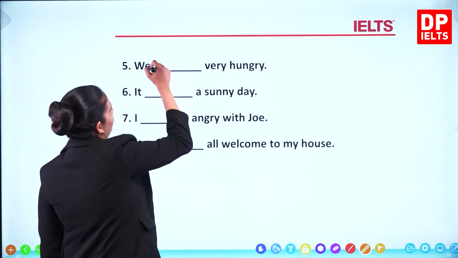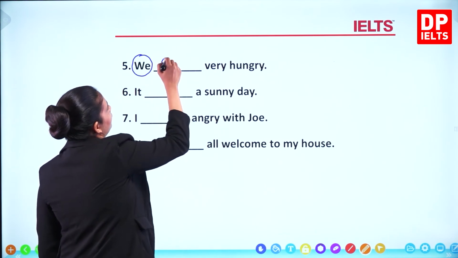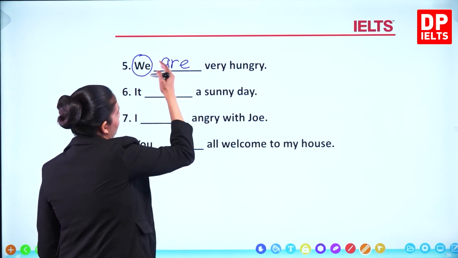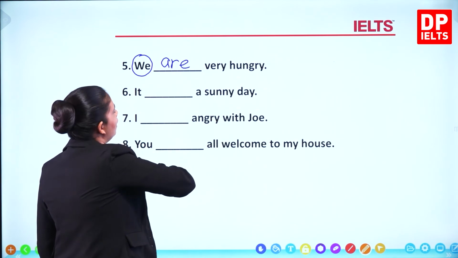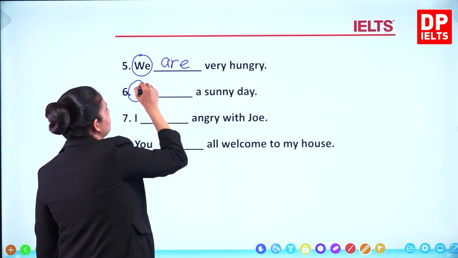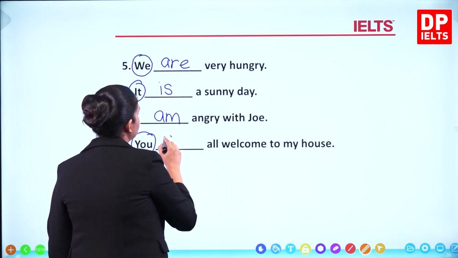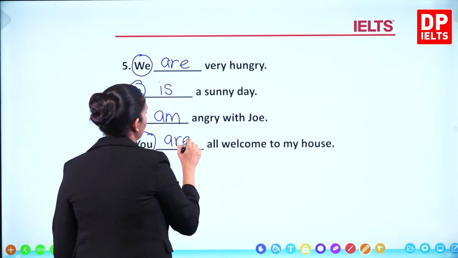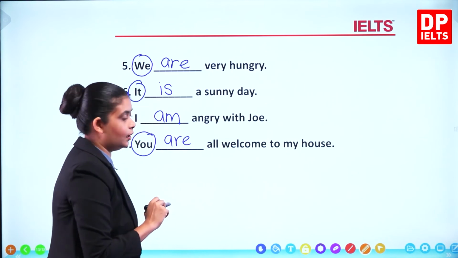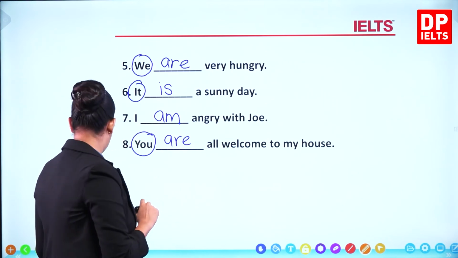Next one. We means plural, so you use it with are. It means singular, so we use it with is. You acts like a plural, so you are all welcome to my house. Right.